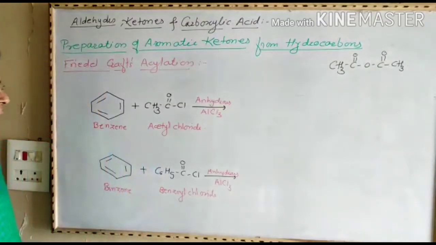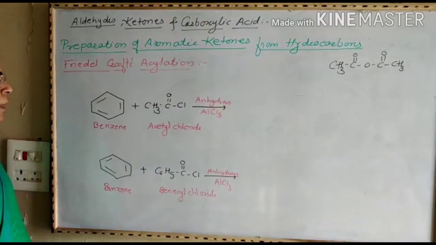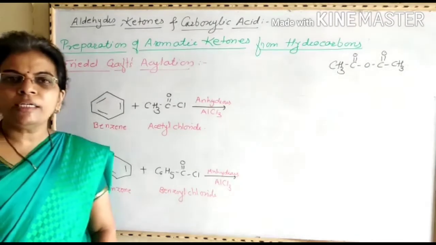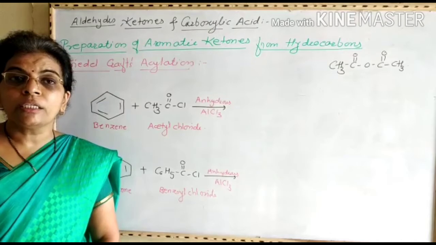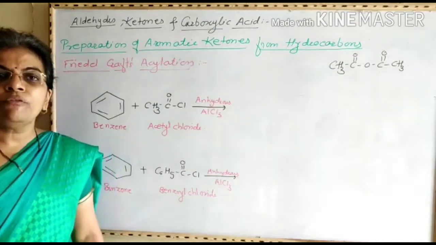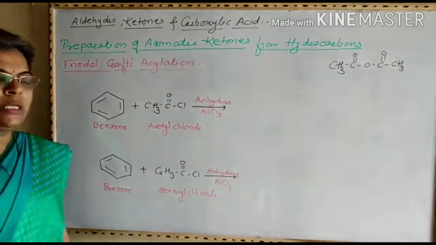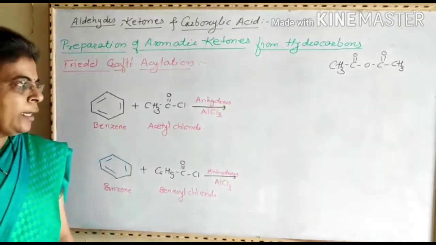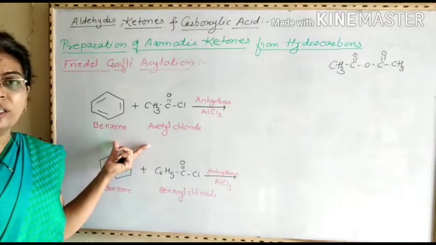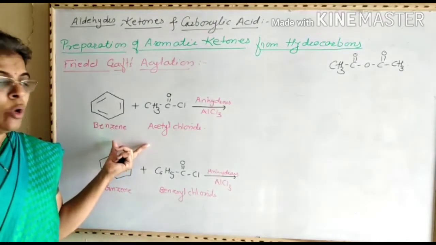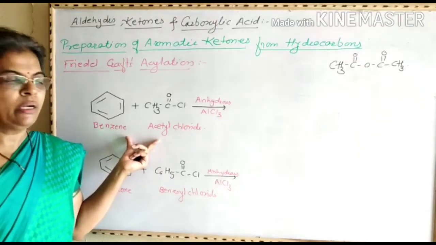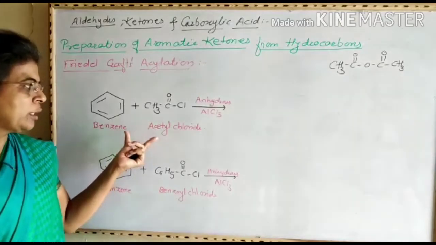Now here the reaction is Friedel-Crafts acylation. When benzene is treated with acetyl chloride, that is CH3COCl, in presence of anhydrous aluminum chloride or anhydrous ferric chloride, formation of acetophenone takes place. These reactions we have seen in aromatic compounds in 11th standard, and now we are seeing this reaction in the preparation of aromatic ketones also. That is, it is the third time that we are studying this reaction.